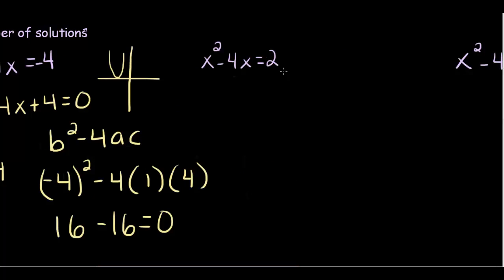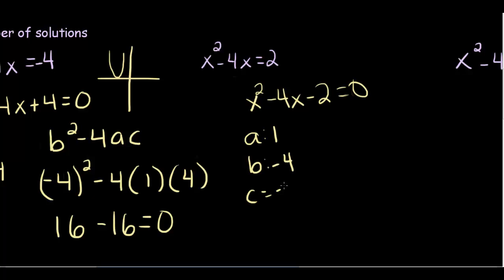Similar scenario, I'm going to move the 2 to this other side. So I'm going to subtract 2 from both sides. So I'll have x squared minus 4x minus 2 equals 0. Again, not a equals 0. Okay, so I'm going to identify the values. So the quadratic coefficient is 1, the linear coefficient is negative 4, and the constant is negative 2. So we're gonna write them on the discriminant, b squared minus 4ac.